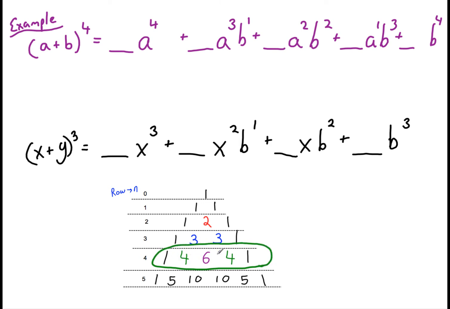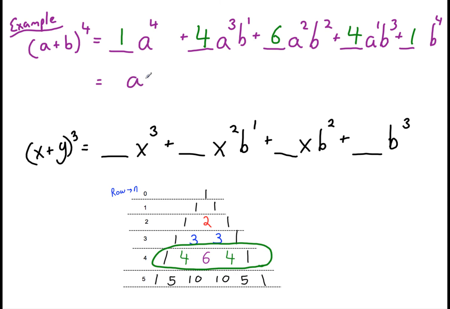And notice there's 1, 2, 3, 4, 5 elements in this row. And there's 1, 2, 3, 4, 5 elements here. So all I have to do is plug those in front of each term. And that will give me my expanded form.